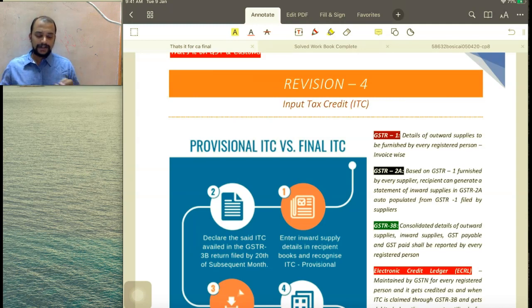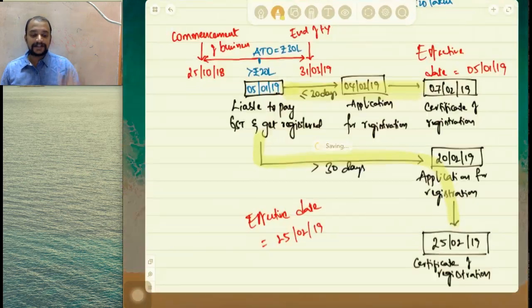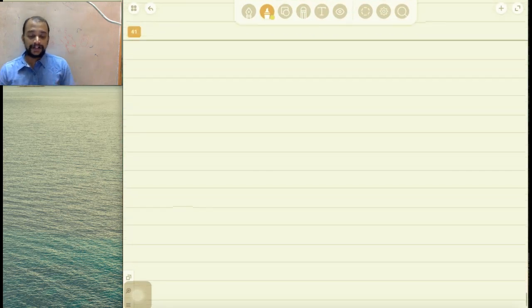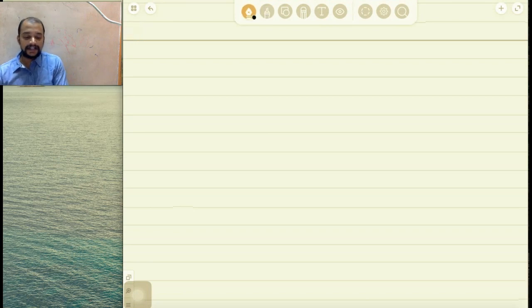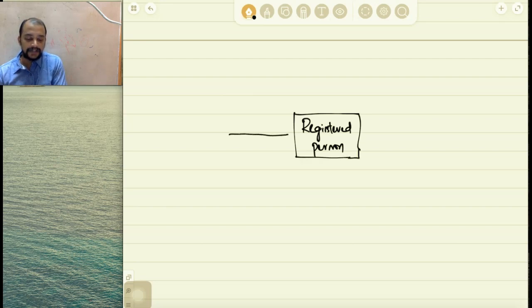And with respect to this revision for input tax credit, you have the basic knowledge about input tax credit. Even though you have some basic knowledge, I'm just repeating for the sake of repetition. There is a registered person, and this registered person is making inward supplies as well as outward supplies.